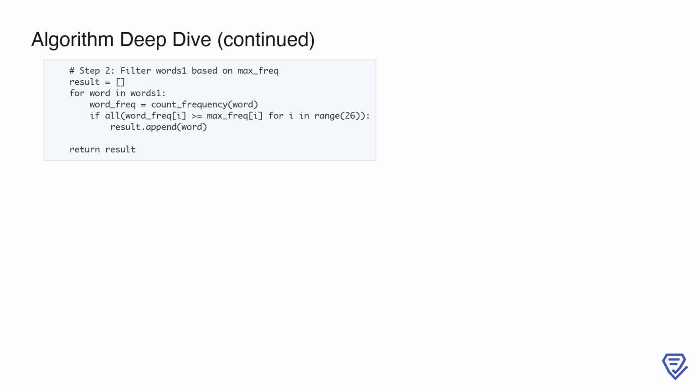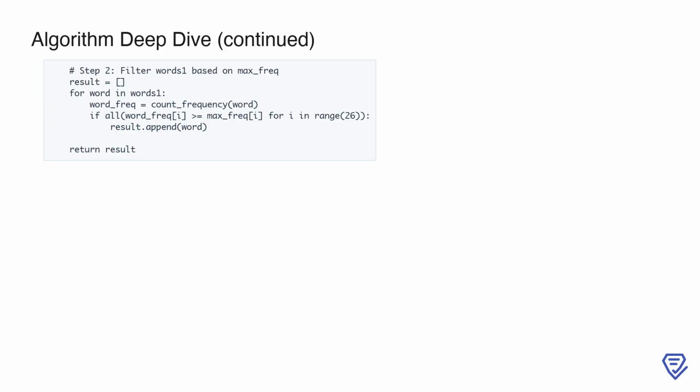For each word in words 1, we calculate its frequency and check if it meets or exceeds the max_frequency requirements for all characters. This check uses a simple condition: if every character's frequency in the word is greater than or equal to the corresponding value in max_frequency, the word is added to the result list. Finally, we return the result list containing all universal words. This straightforward approach, based on pre-processing and efficient frequency comparisons, ensures that the solution is both concise and optimal for solving the problem.